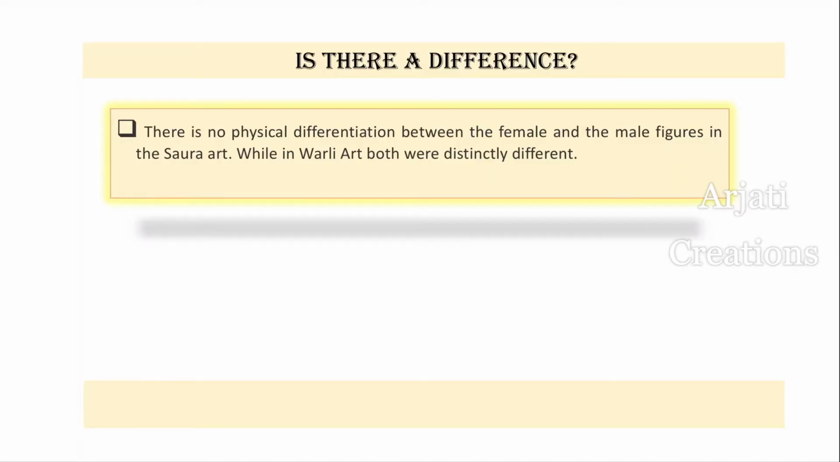Now the second difference between Sora art and Warli art is that in Sora art there is no physical differentiation between a male figure and a female figure. Both of them are made in a single way. But in Warli art, both of them are made very differently. So let me show you how they are made different in both.